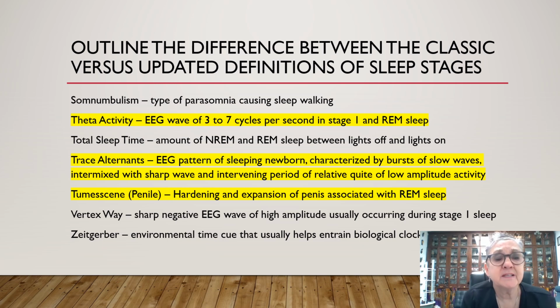Trace alternant is the EEG pattern of a sleeping newborn, characterized by bursts of slow waves intermixed with sharp waves and intervening periods of relatively quiet, low amplitude activity. And tumescence, or penile hardening, is the expansion of the penis associated with REM sleep.